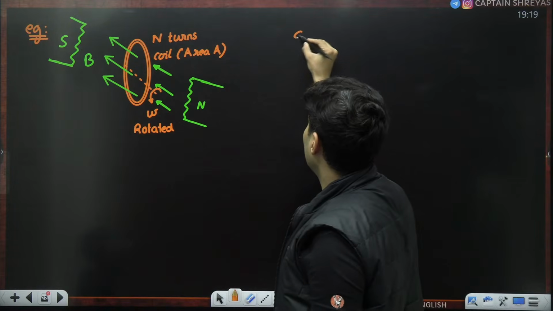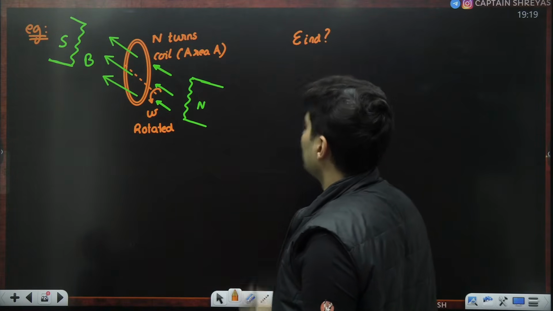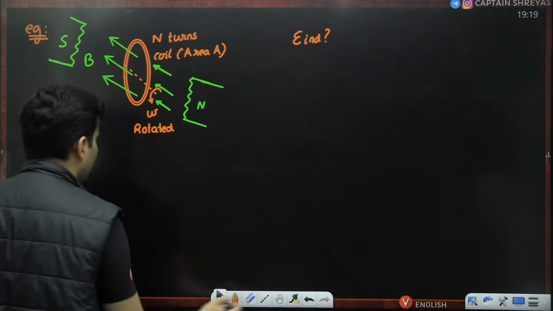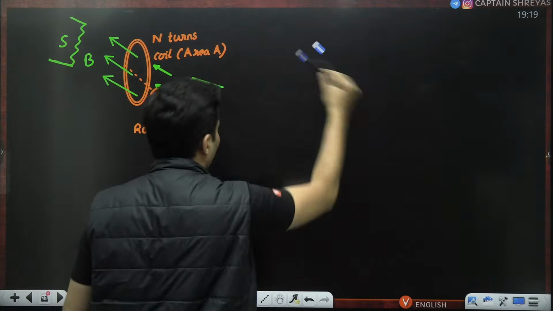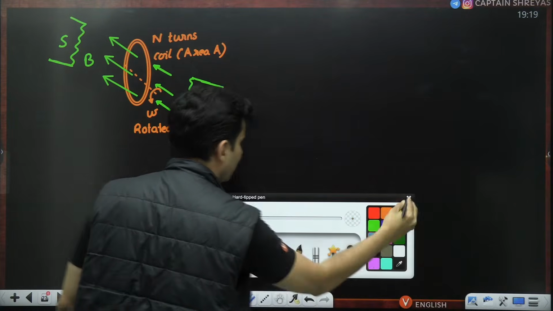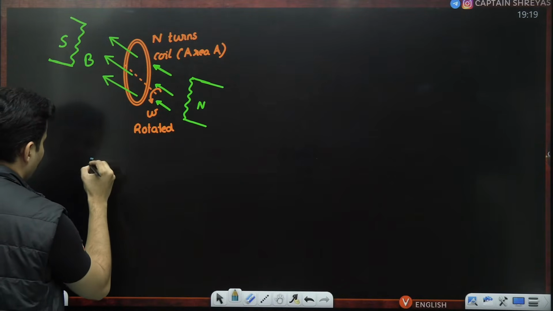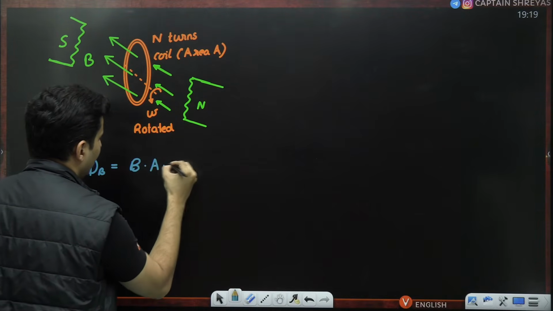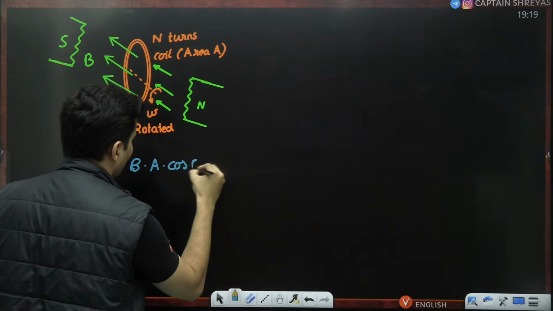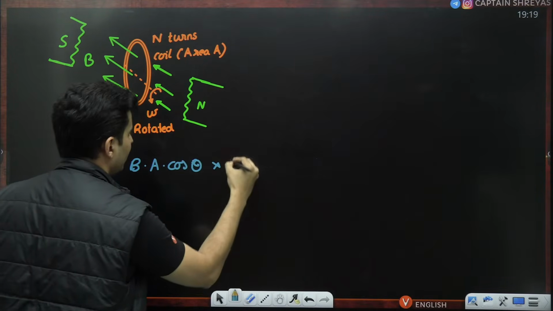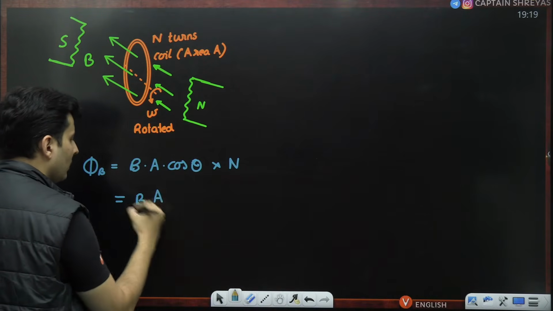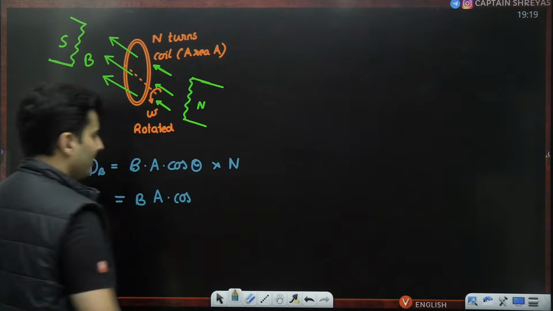Can you find the EMF which is going to be induced in this case? The answer is yes. Why not? Let's do that. So just imagine the same problem. I will write it like this. The magnetic flux at any instant will be B into A into cos theta, but there are n number of turns, so I'll have to multiply it by n. Magnetic field is B only, area is A only, but I know what I can do with theta.